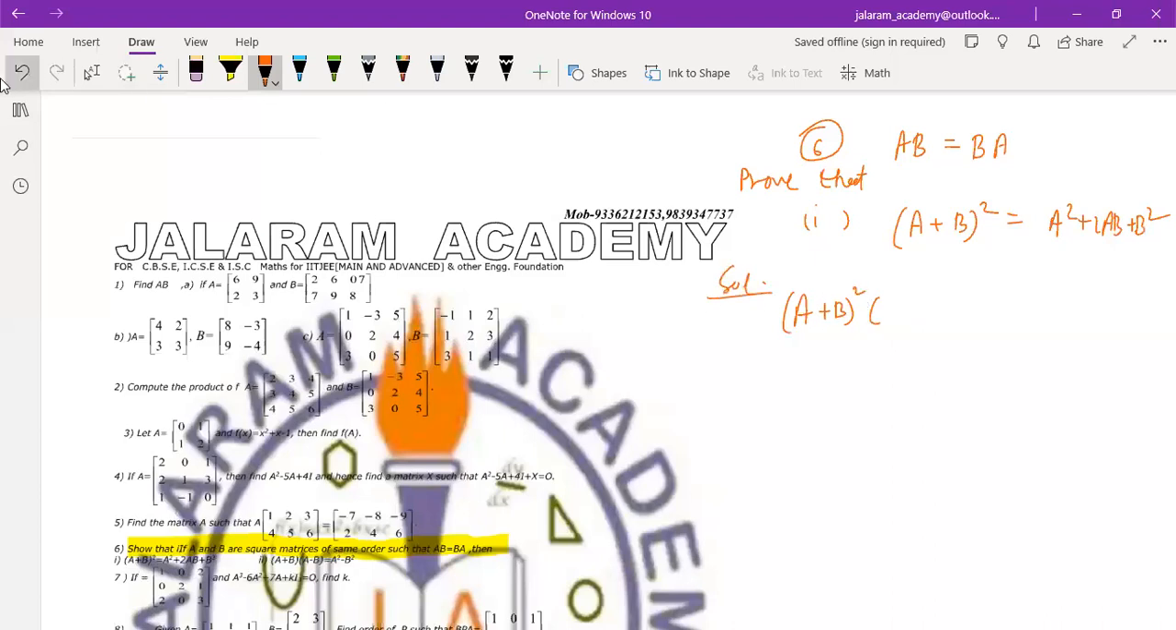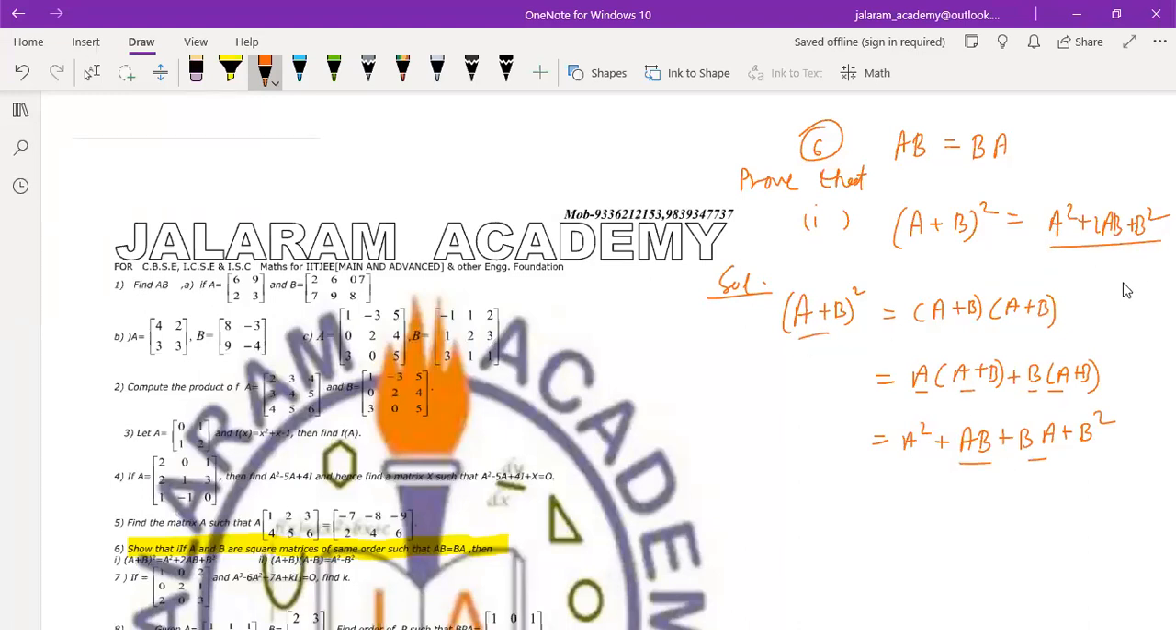(A plus B) whole square equals (A plus B) into (A plus B). So we use the distributive property: A into (A plus B) plus B into (A plus B). So we multiply it: A square plus AB plus BA plus B square. Now we know that AB is not equal to BA, so they cannot be added. That's why (A plus B) whole square is not always equal to A square plus 2AB plus B square.